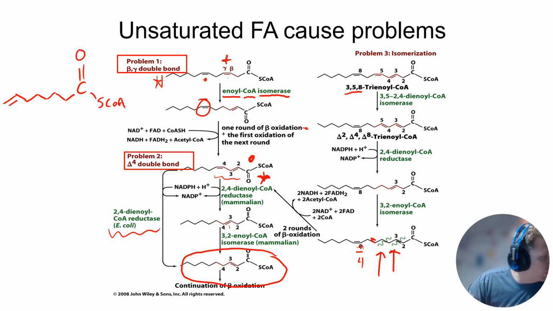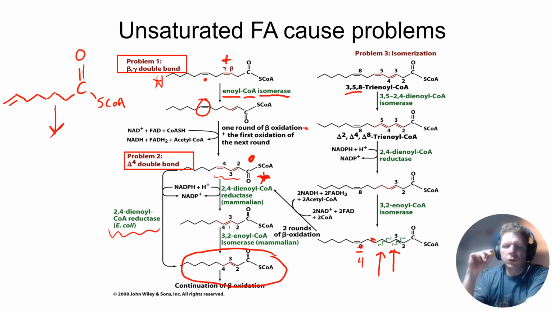Now, let's take this another direction. If I have a double bond right there, if I have a double bond right here, does that really present a problem in the immediate? It doesn't. This molecule is going to undergo a couple of rounds of beta oxidation. And eventually, that will present a problem. But for the first little bit, I'm going to be able to go through beta oxidation, process this fatty acid, pluck 2 carbons off at a time, and move on.